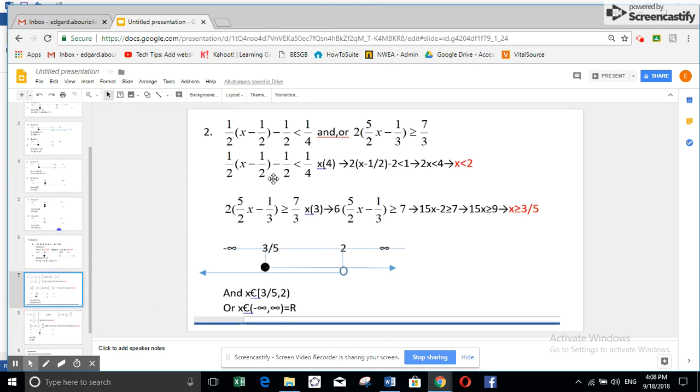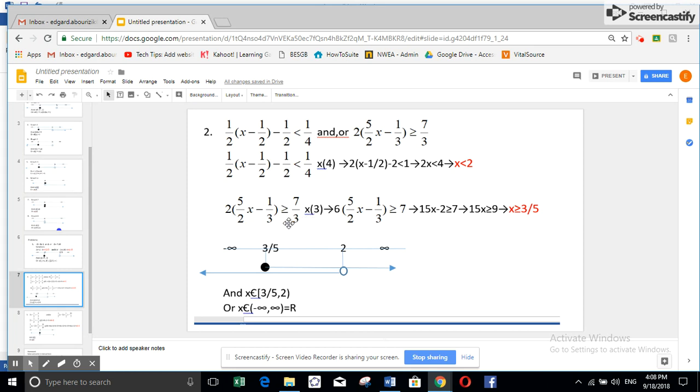Another example, suppose you have this one. Let me start by the first equation here. Since you have 4 and 2 here, I multiply all by 4 to cancel the denominator. 4 over 2 will be 2 into x minus half. And 4 divided by 2 will be 2. 4 divided by 4 is 1. If you expand, you're going to get 2x less than 4, and x less than 2.